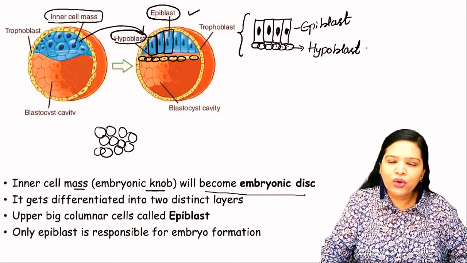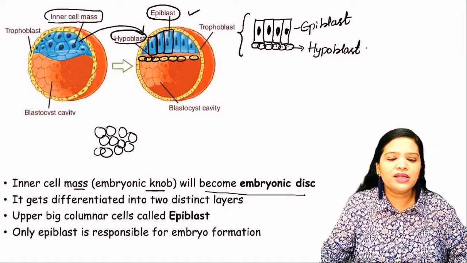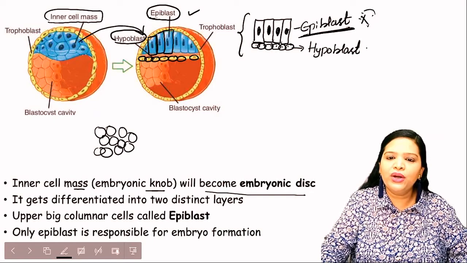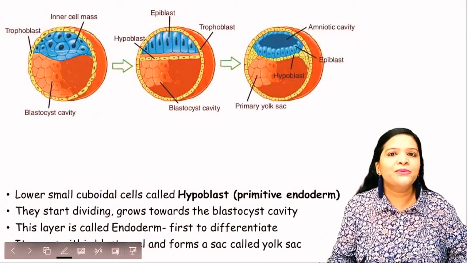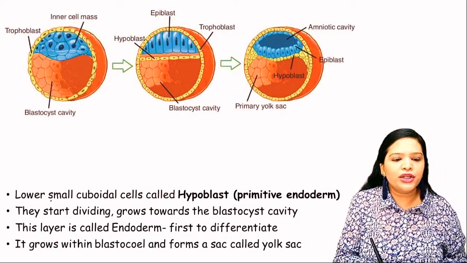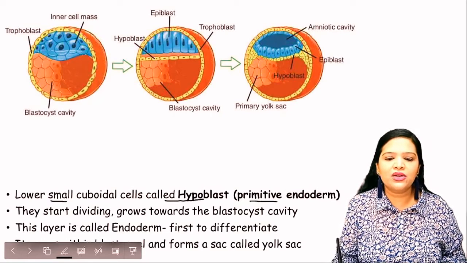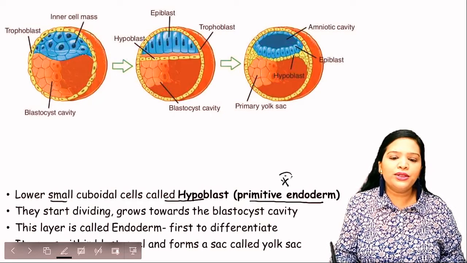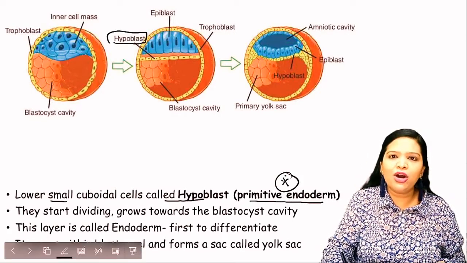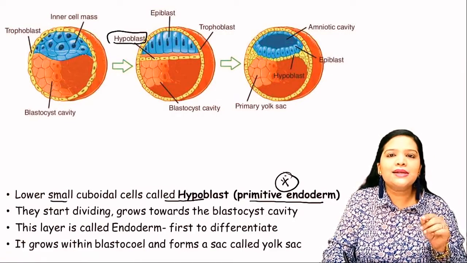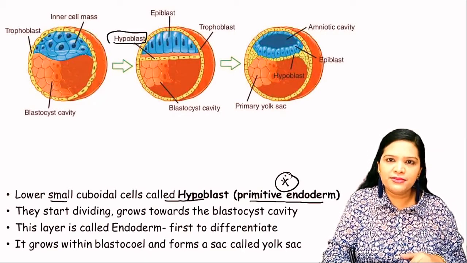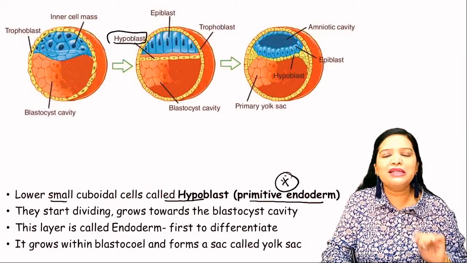Now the embryo is going to develop from which type of cells? The embryo will develop only from the epiblast cells, right? Now the second thing: the lower small cuboidal cells, the hypoblast cells, are called primitive endoderm cells. This is important. See here, this yellow colored structure which is differentiated, we call these hypoblast cells. These cells are called primitive endoderm cells. Why? Because the first germ layer, the endoderm, is going to develop from these hypoblast cells.